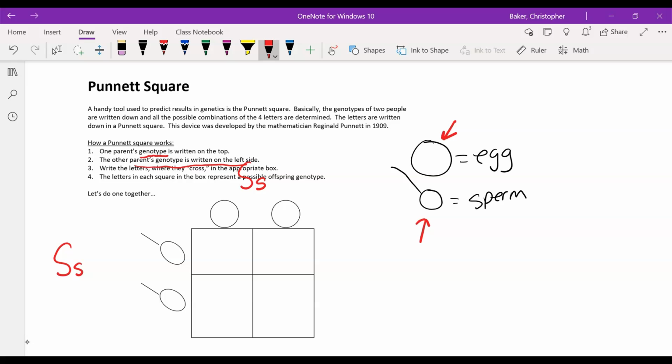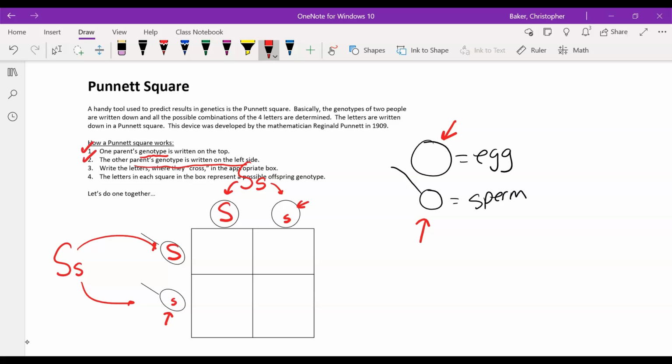First of all, this person in her eggs, she can only give one of her two alleles. So a big S there and a little s there, because remember, these represent her eggs. Now these represent the guy's sperm. So every single one of his sperm is either going to get a big S or a little s. So we did number 1, we had number 2.